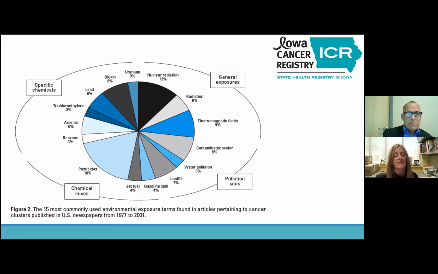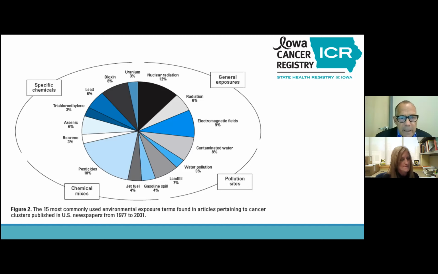I just wanted to show you this graphic, which is the 15 most commonly exposure terms that are found in articles that have been listed with cancer cluster investigations. And it's interesting because we have heard from people about a lot of these. Contaminated water, water pollution, pesticides, obviously, since we're an agricultural community. We had somebody that was interested even in the benzene tank and wondering if that had seeped out. And even radiation, we had a concern about that as well. So we do see quite a few of these mentioned when people call us about a cluster concern.